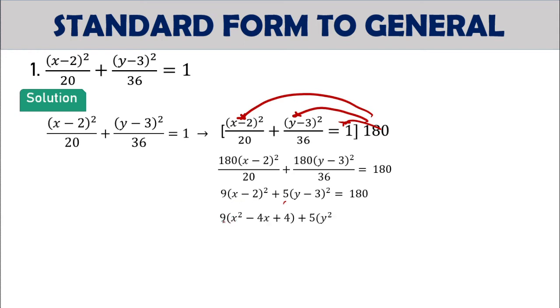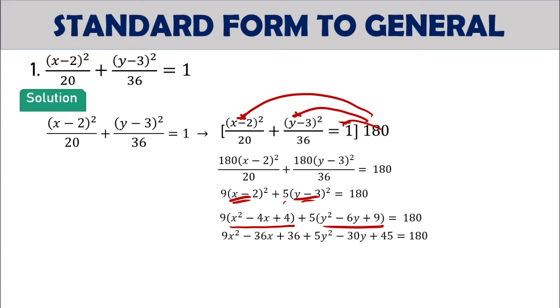So this will give us 9 times the expanded form of (x minus 2) squared, so x squared minus 4x plus 4, plus 5. The expanded form of (y minus 3) squared is y squared minus 6y plus 9 equals 180. And we're going to distribute. So magiging 9x squared minus 36x plus 36 plus 5y squared minus 30y plus 45 equals 180.